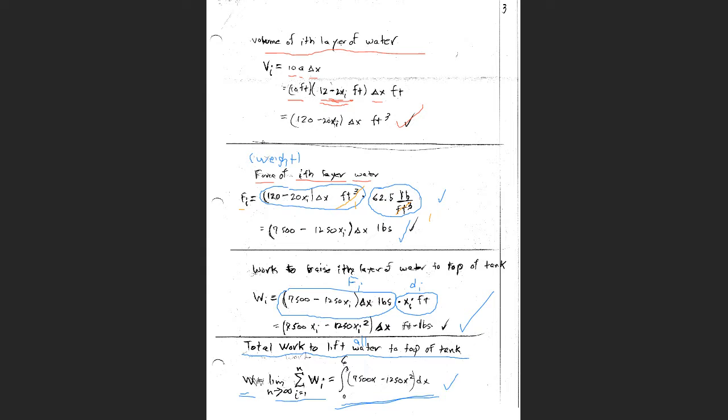And our limits go from 0 to 6 because we have water right at the top of the tank. That's a distance 0 from the top of the tank. And then we have water at all distances down to the very bottom of the tank. Well, the water at the bottom of the tank is 6 feet from the top. So the limits go from 0 to 6.